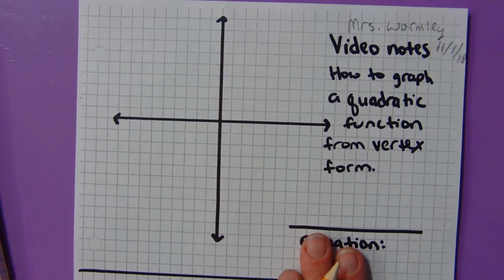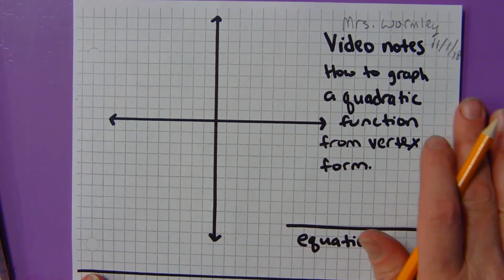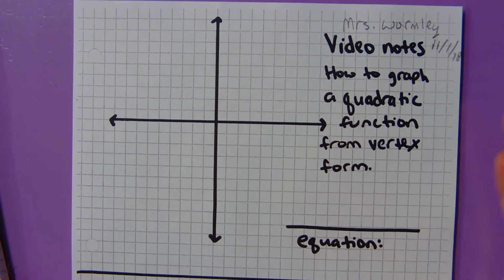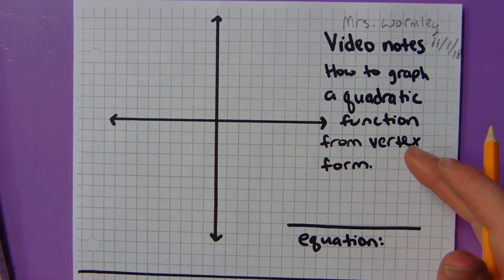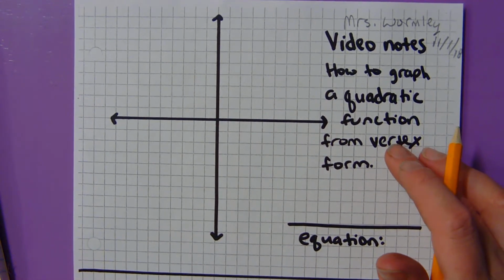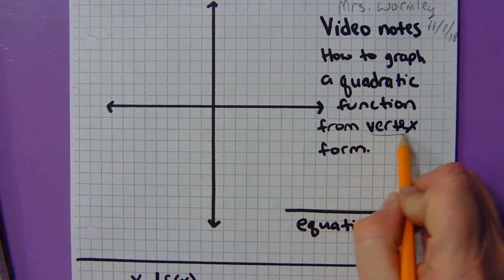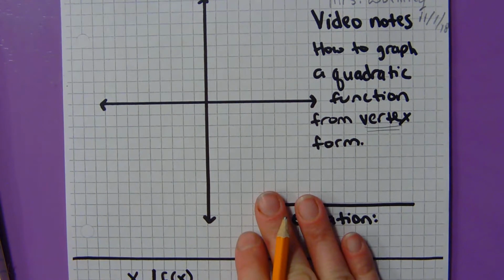So this skill is good for any kind of graph. It doesn't have to be a quadratic function from Vertex Form, but that's what we're practicing, so that's what I'm going to show. But this skill of being able to do what we're going to do can be used for any function, doesn't matter what it is. But we're focusing on Vertex Form in this video.